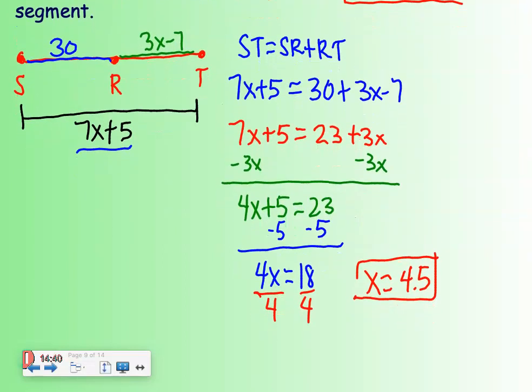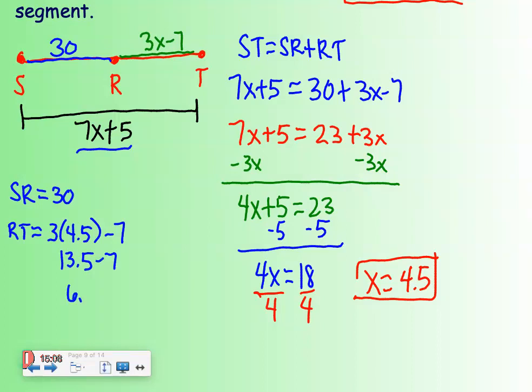Okay. So we already have that SR is 30. That was given to us. Let's find RT. So I'm going to have 3, plug in our x, 4.5, minus 7. Take a minute to compute that number real quick. 3 times 4.5 is 13.5. Minus 7 gives us 6.5.